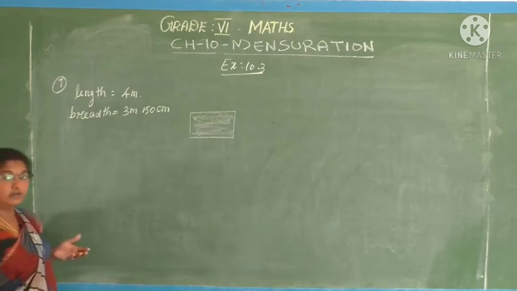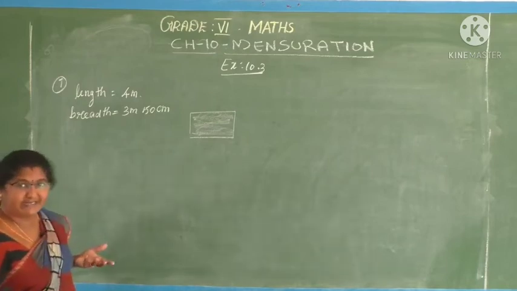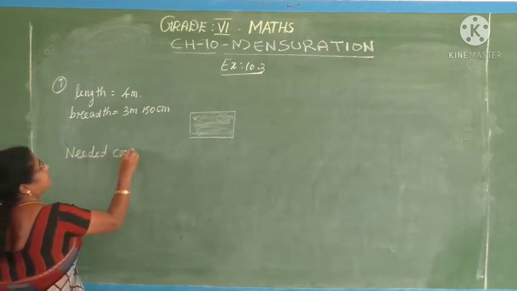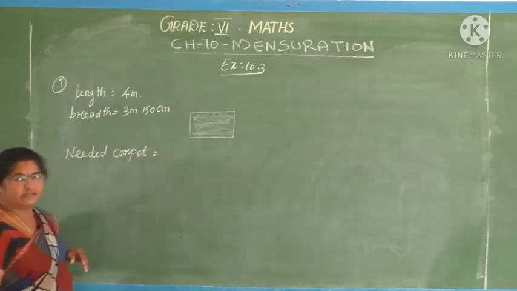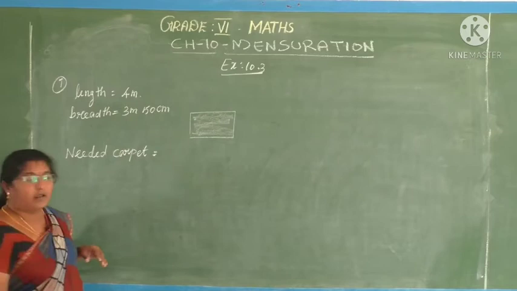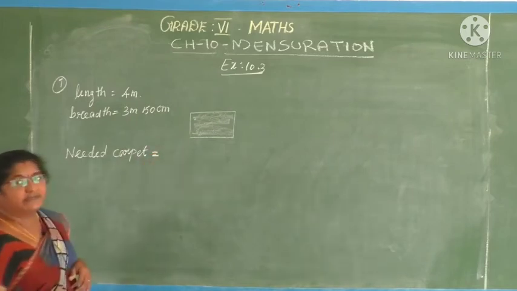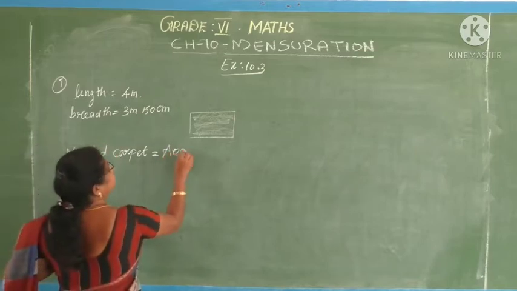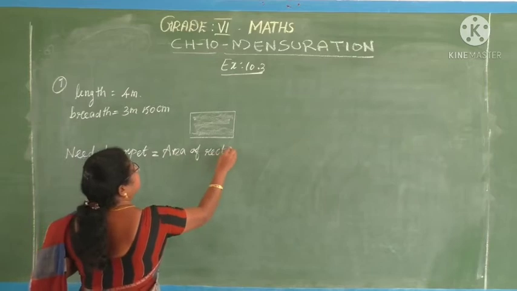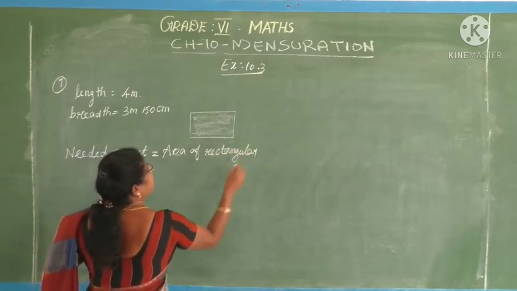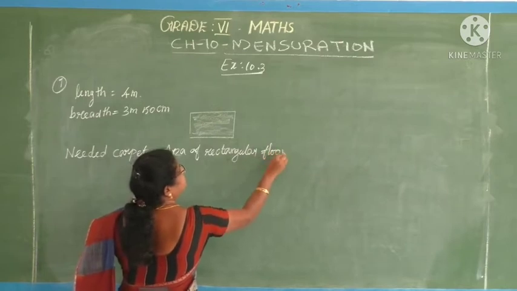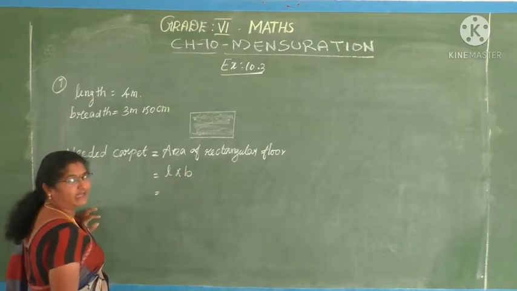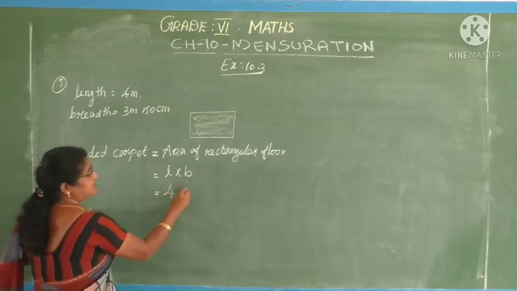So square meters of carpet needed, or carpet required. We can write that the needed carpet, which you have to find, is the area of the rectangular floor. So the area of rectangle formula is L into B. We substitute the values. Length is 4 meter.